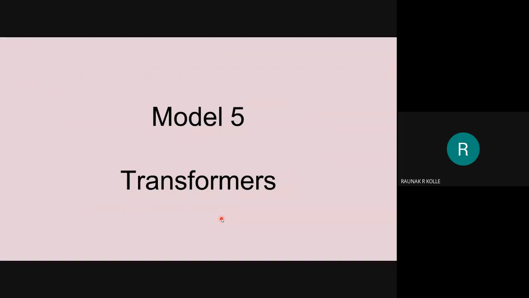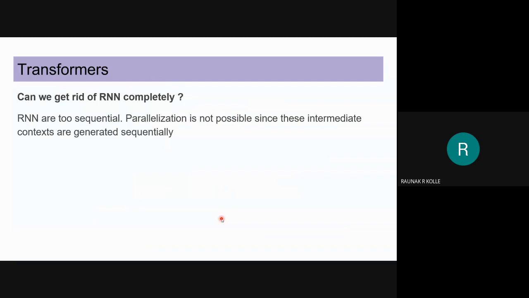We now have transformers. The transformer in NLP is a novel architecture that aims to solve sequence to sequence tasks while handling long range dependencies with ease. Can we get rid of recurrent neural networks completely with the use of transformers? Recurrent neural networks are too sequential. Parallelization is not possible in these since the intermediate contexts are generated sequentially.